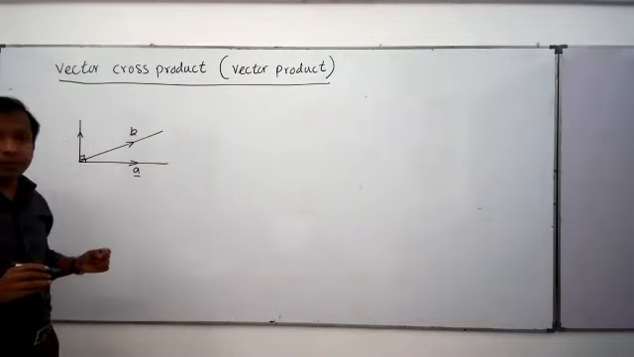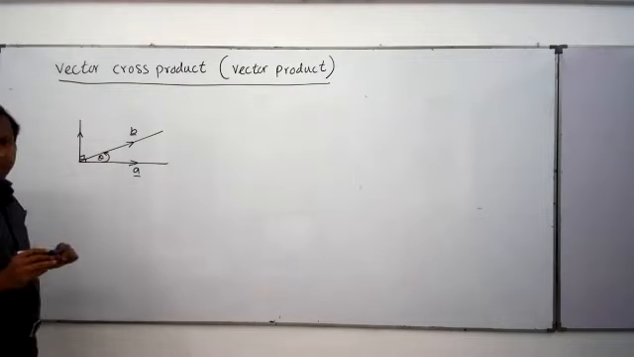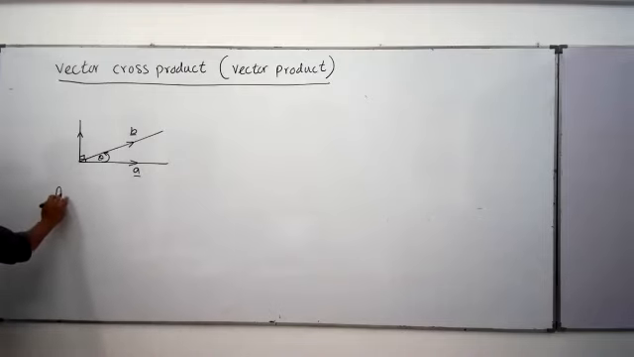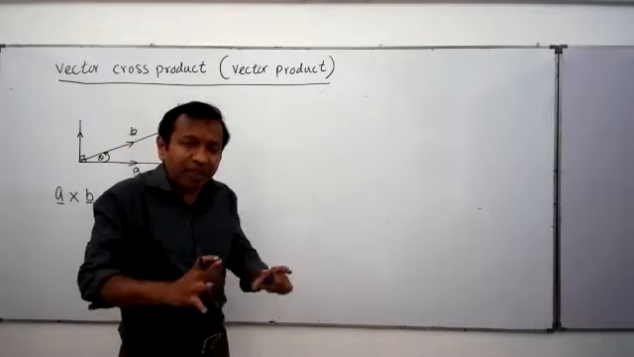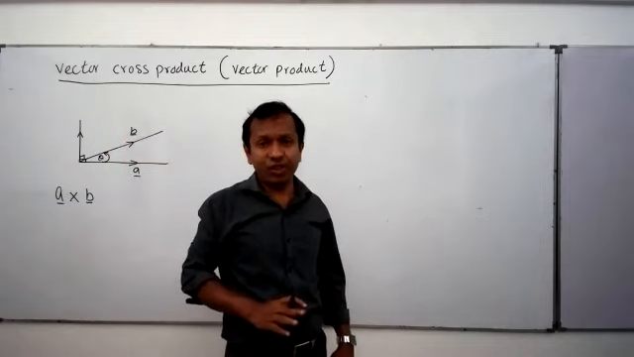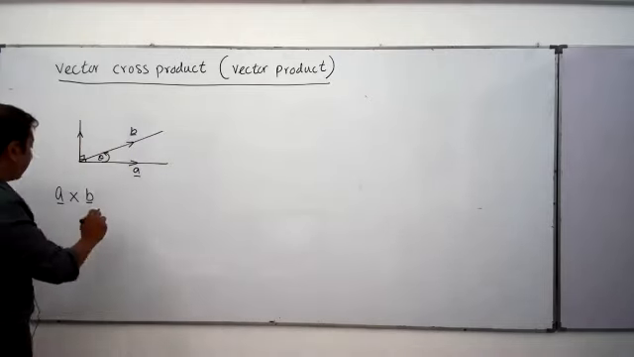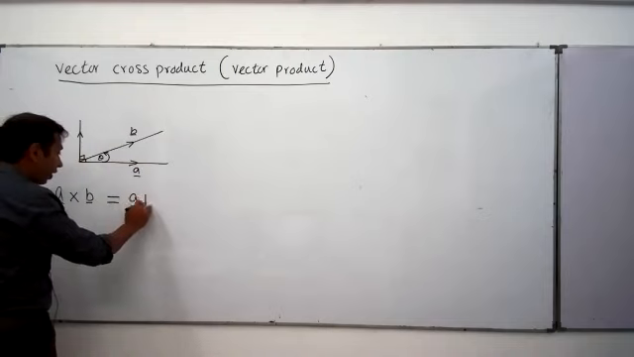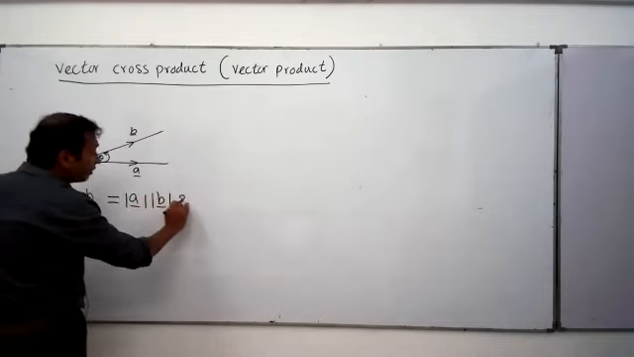Now we define, people, the angle between A and B to be theta. Then we define A cross B. We write it this way. This is not the usual multiplication sign, but it is called cross. Not A multiplied by B vector. That way we don't say A cross B. This is defined, people, as modulus of A times modulus of B times sine theta.